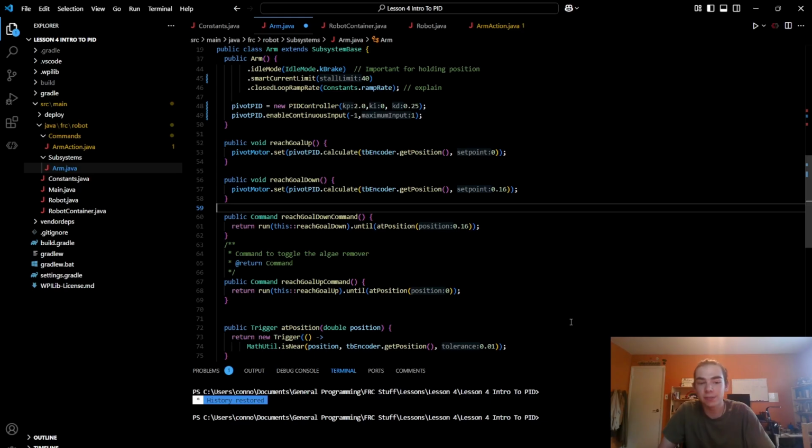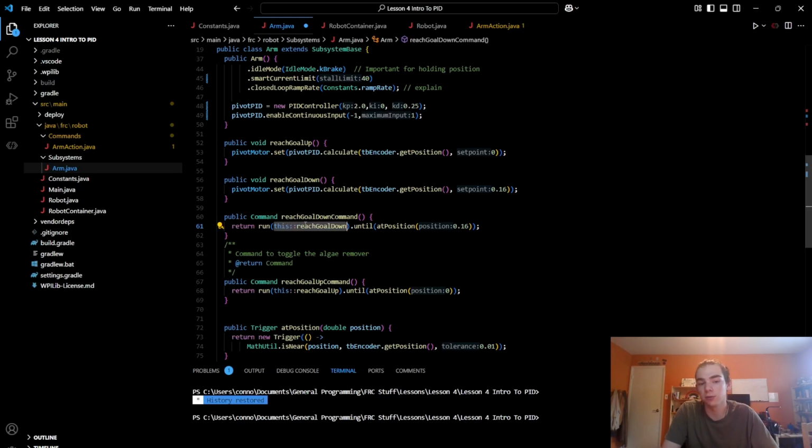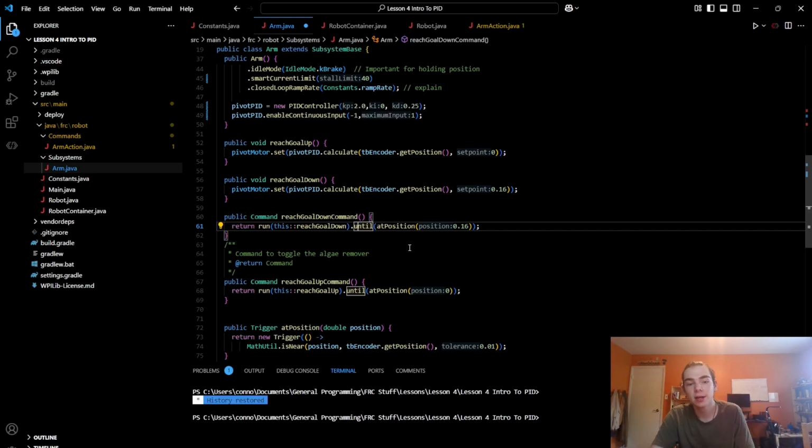So we are simply going to say return run this, and then reachGoalDown, which is going to help us run this method. Because we are using this as a command, we can use some of these nice methods that WPILib offers us, such as the until. So we are going to be running this pivot calculation until we are at that point, right? And in this case, we might keep it running, actually.